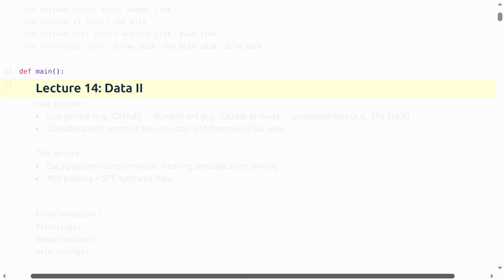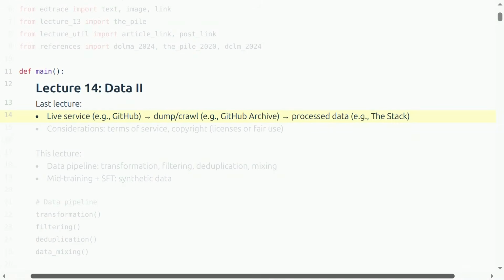Okay, let's get started. So today is the second day on data. Last time we talked about how data doesn't really just fall from the sky. You actually have to think about where it comes from. So in general, the internet consists of live services. The data on those services have to be either dumped or crawled. And then there's an additional step where you have to process the data.